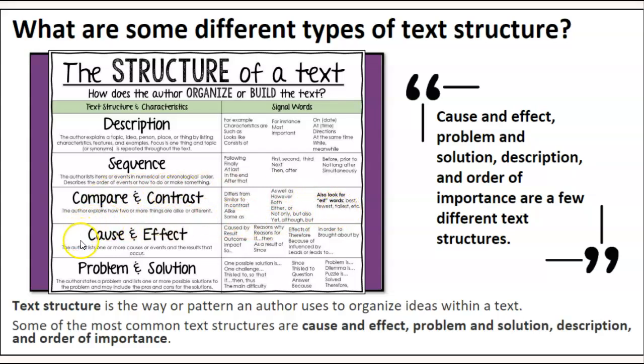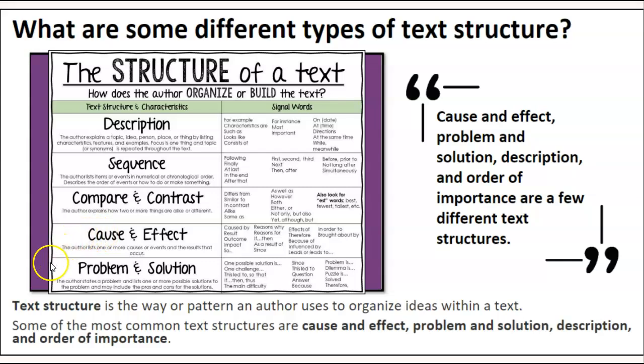Then you have cause and effect. This is where the author lists one or more causes or events and the results that occur. So this would be reasons why, reasons for, if, then, okay, at the start of paragraphs or sentences. As a result, since, so, result, outcome, impact, caused by, effects of, because of, influenced by, leads to, okay? So all these are cause and effect.